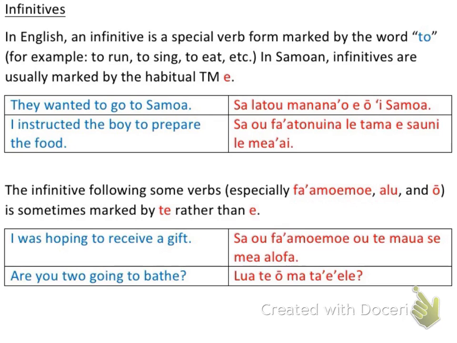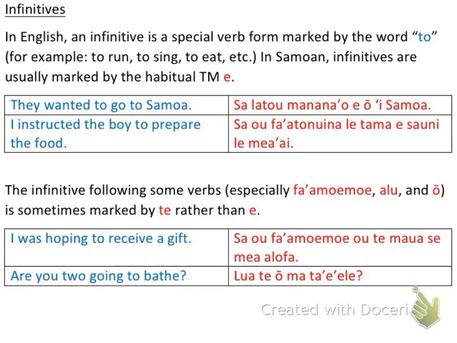Okay, so I instructed the boy to prepare the food. Again, this is what we're learning in this video. So sa'o fa'atonuina litama e sauni le me'ai. Just remember the a in sauni has a macron on it. I don't write it here so that you get used to it; you're not going to see the macron on that word a lot, I would presume. The a right before it is just the way that we include that infinitive. Okay, hopefully this is making sense.